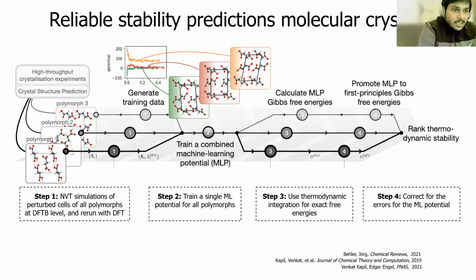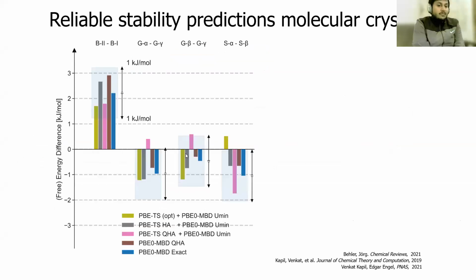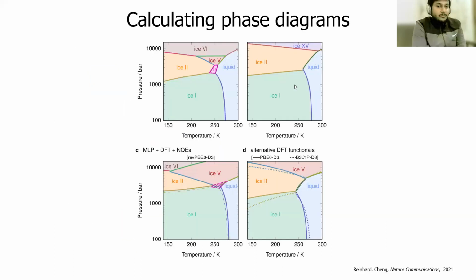Well, this was just a prediction of a few relative free energy differences, but the same strategy can be applied to compute phase diagrams as well. There's a very nice paper where, for the first time, maybe, the phase diagram of water was computed at DFT level or a hybrid functional level.